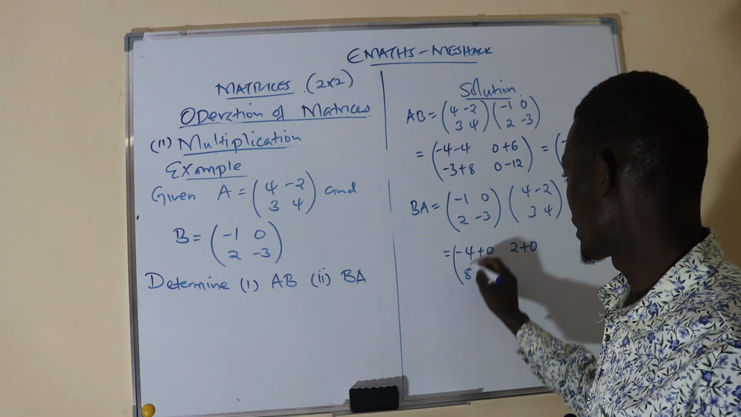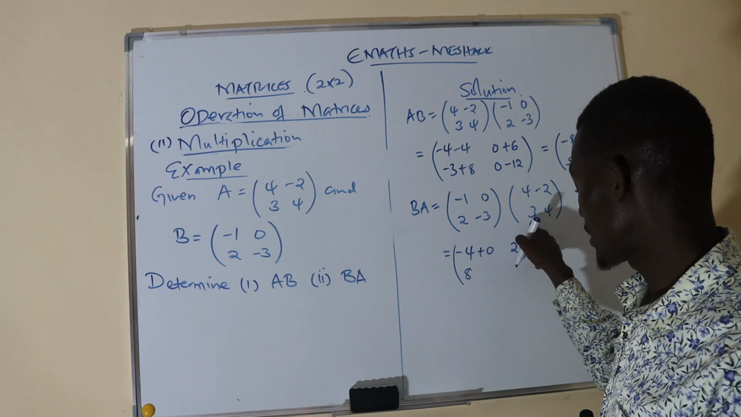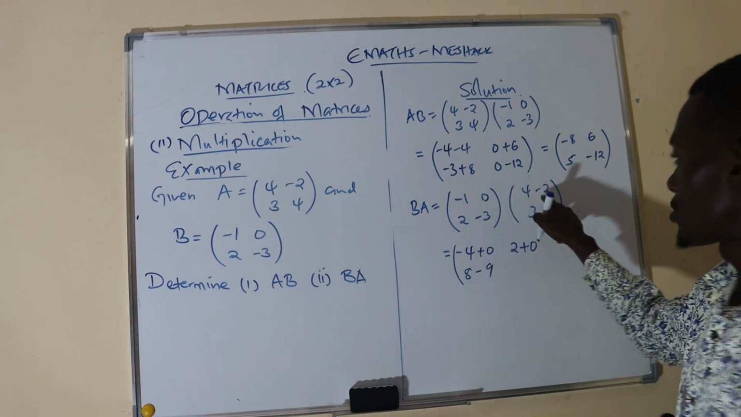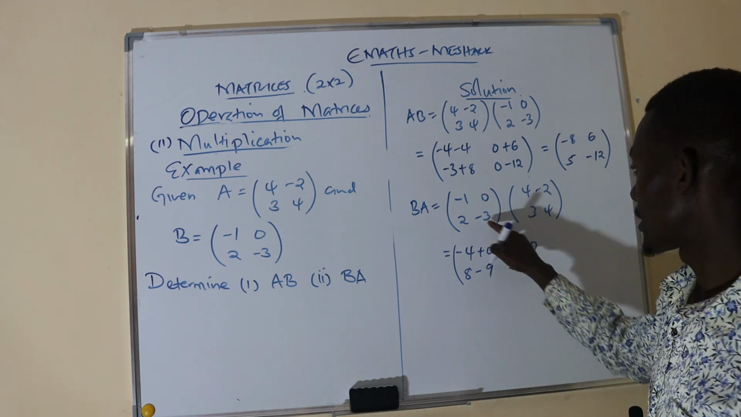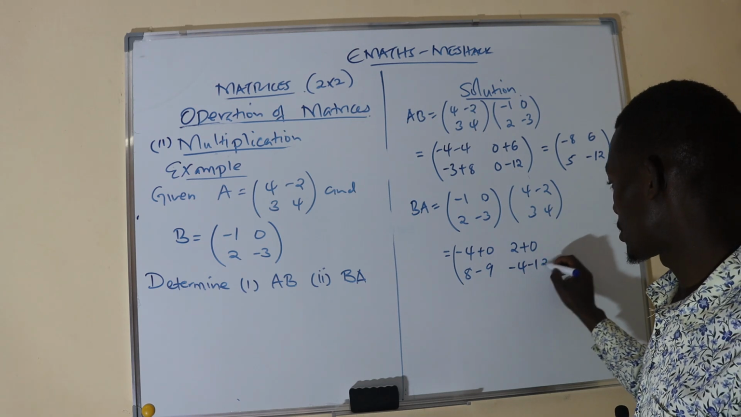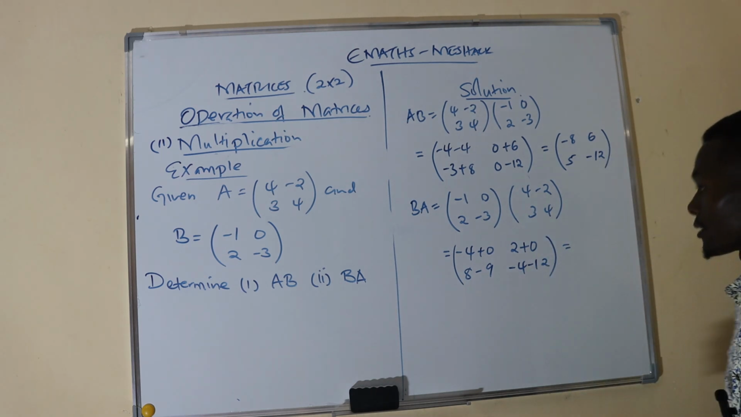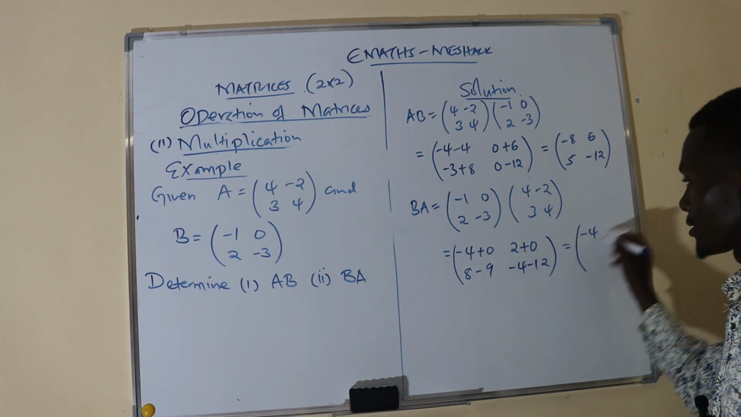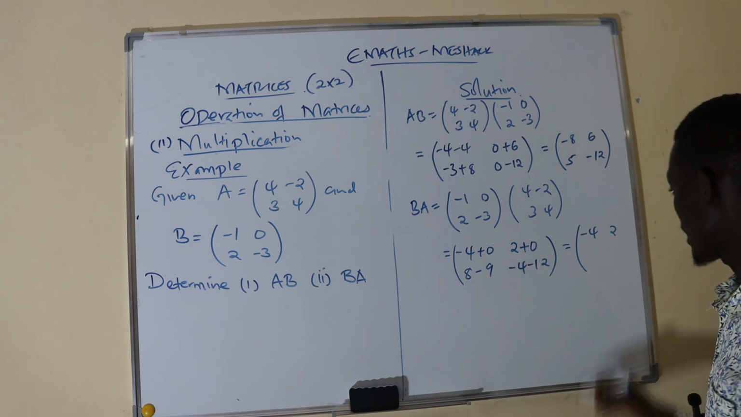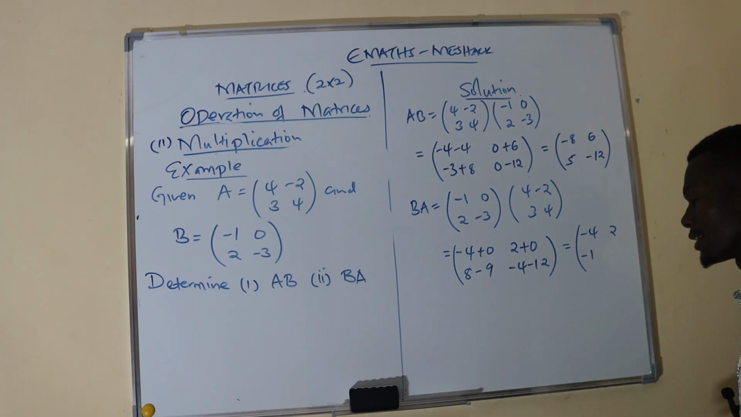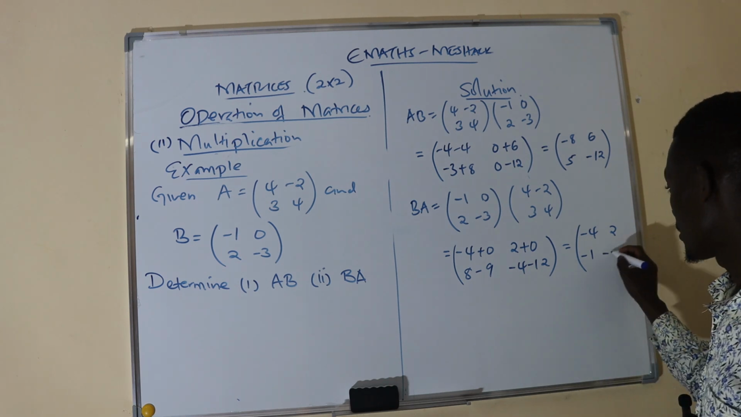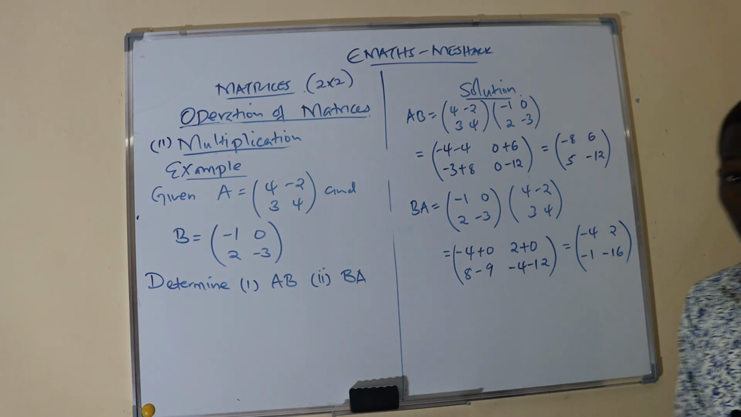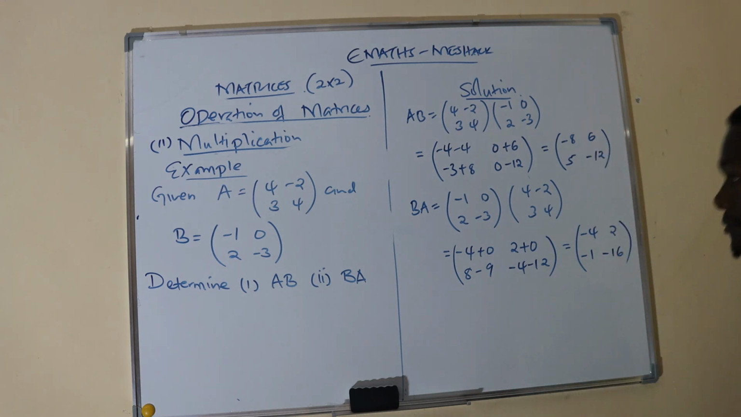2 times 4 gives us 8. Negative 3 times 3 gives us negative 9. Then you have 2 and negative 2, negative 4. Negative 3 times 4 gives us negative 12. So negative 4 plus 0 gives us negative 4. 2 plus 0 gives me 2. 8 minus 9 gives us negative 1. Then negative 4 minus 12 gives me negative 16. So these are the outcomes for A times B and B times A.